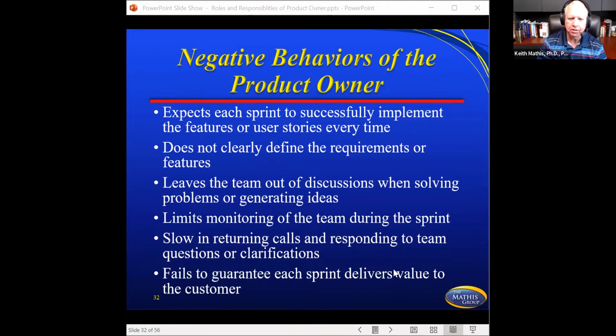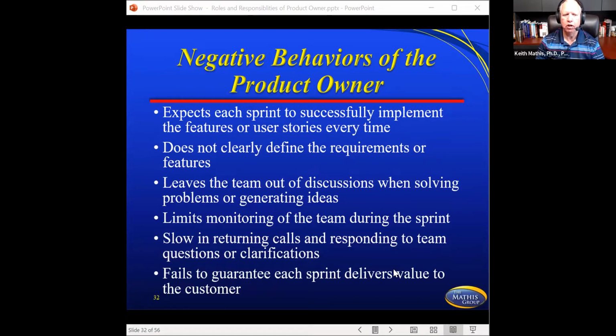It does not clearly define the requirements or features. They maybe didn't do a good enough job of this, and so you don't know what you don't know sometimes until you get in the middle of it. They could leave the team out of discussions. You see this happen a lot of times where the product owner is functioning like a lone ranger, and that's not what you're wanting to have happen.